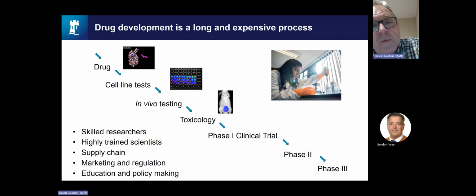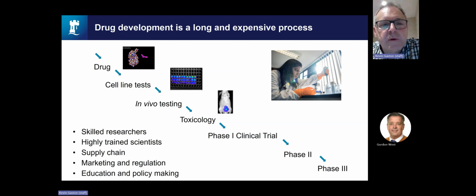But also once the drugs have been identified and produced, they need to be marketed and they need to be regulated. So we need to make sure that any drugs that are sold or that are used by the NHS, for example, are effective. So you need a whole regulatory system in place to control the use of these drugs. And of course, that requires people who are highly knowledgeable in the area of cancer biology.